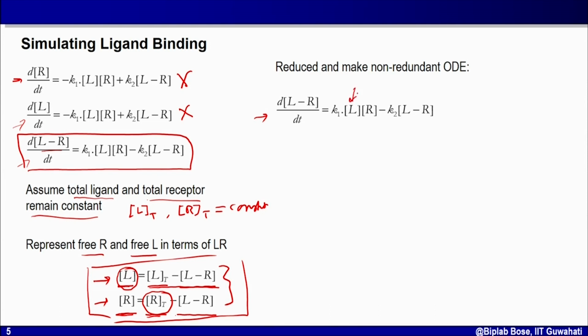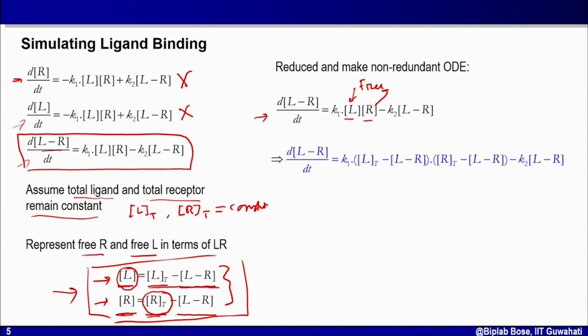Now L is free ligand, R is also free receptor. So if I use these algebraic relations, I can replace this L and R by these algebraic relations. That's what I have done. So the equation after replacement of free L and R will be K1 into LT minus LR, this is nothing but free L concentration, into RT minus LR, this is nothing but concentration of the free R, minus K2 LR as it is.